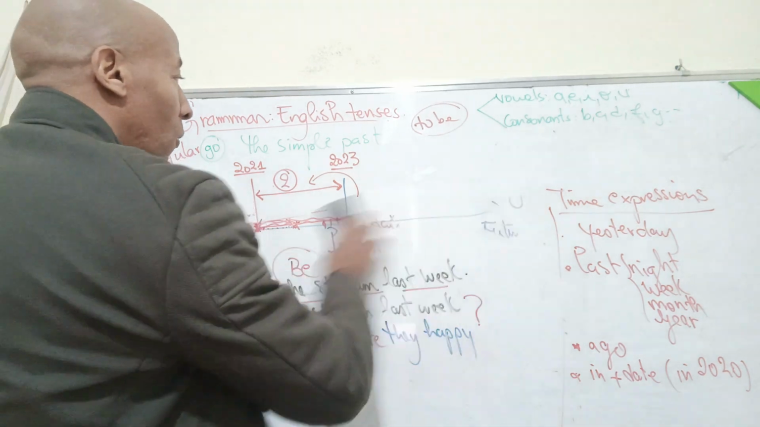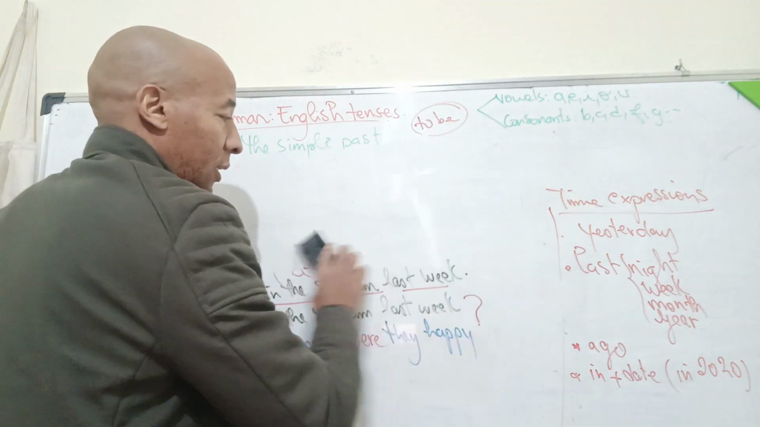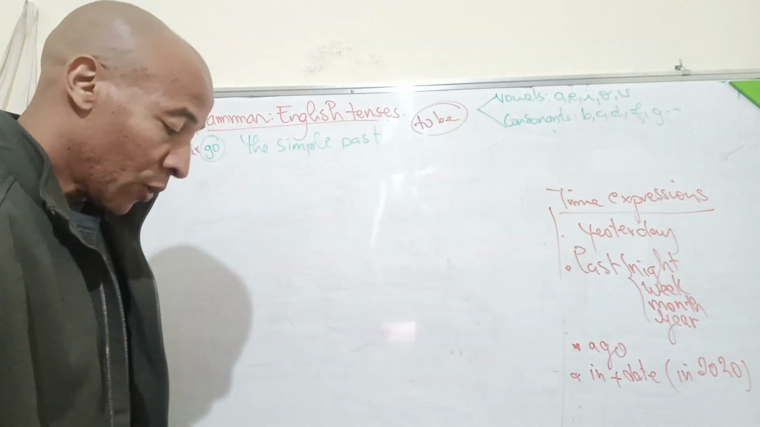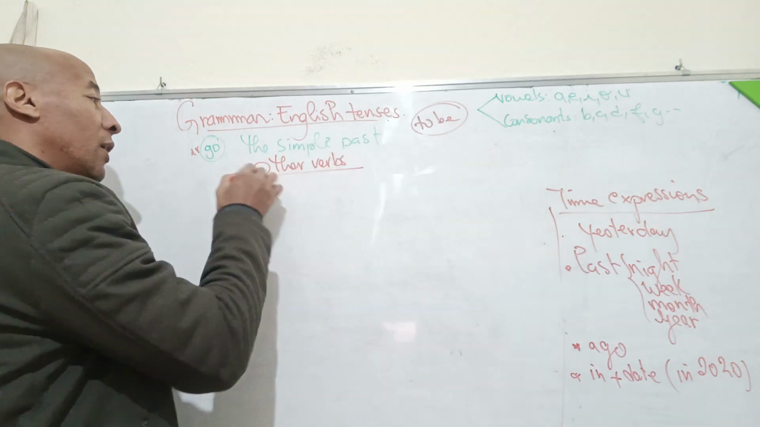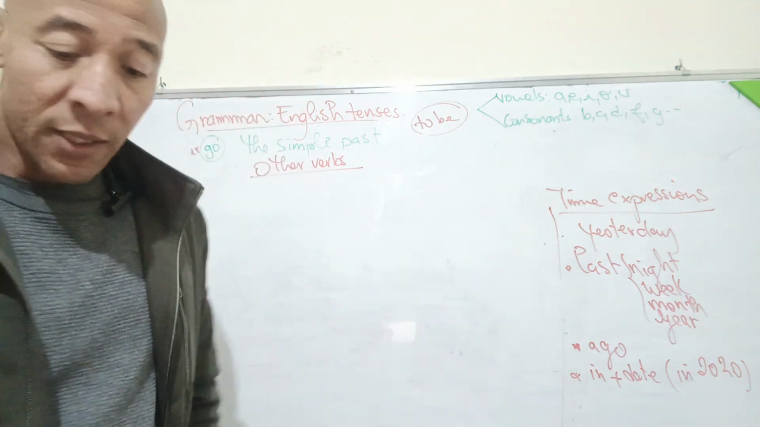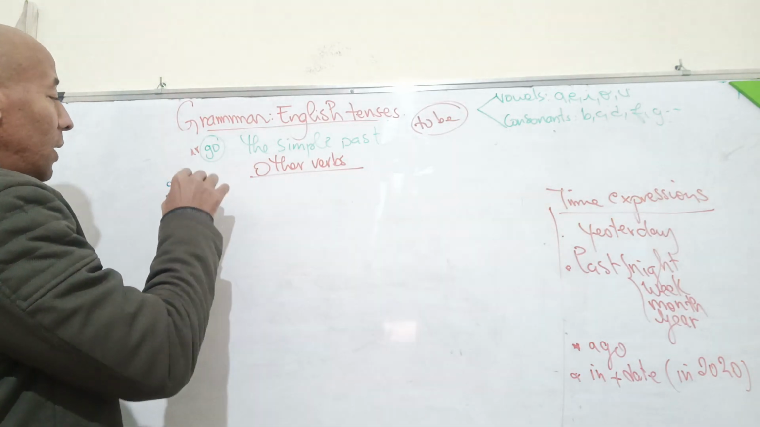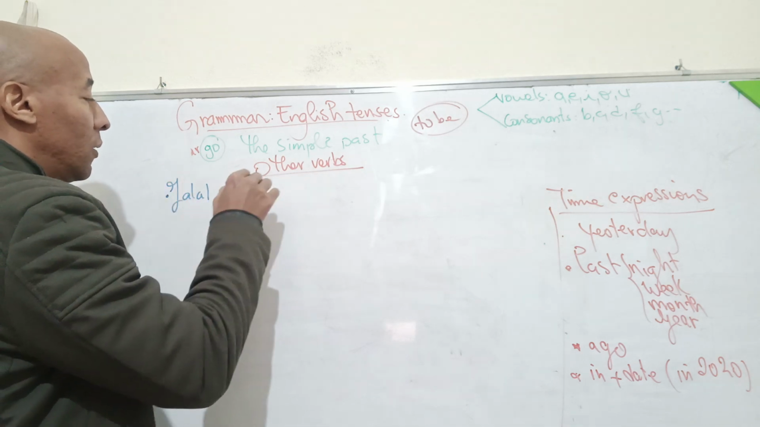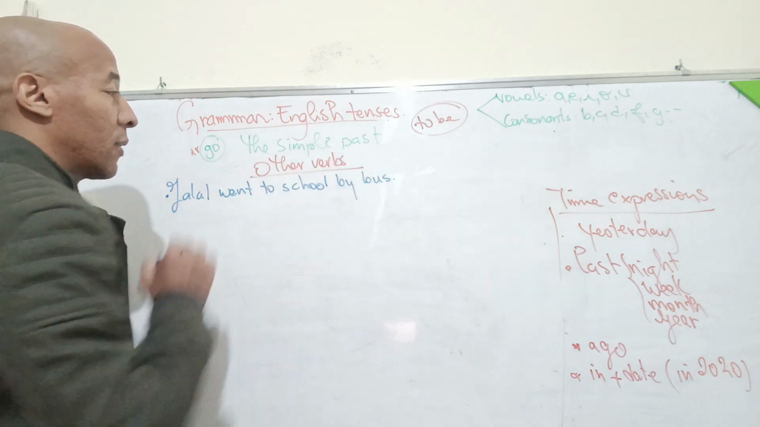Now, let's clean all this so that we have much more space. Now, with other verbs, that's a different story. That's a totally different story. Now, let's write some examples here. Jalal went to school by bus.